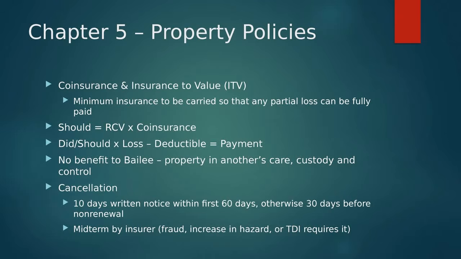So the formula to reduce the payment, in the case where the amount of insurance that you did keep on the policy is less than the amount that you should have, is this: you would take the amount of insurance that you did keep on the policy divided by the amount of insurance that you should have kept on the policy, multiply that by the loss, and of course subtract out the deductible. That would be the payment in the case of a partial loss where your amount of insurance was less than what you should have had on the policy.